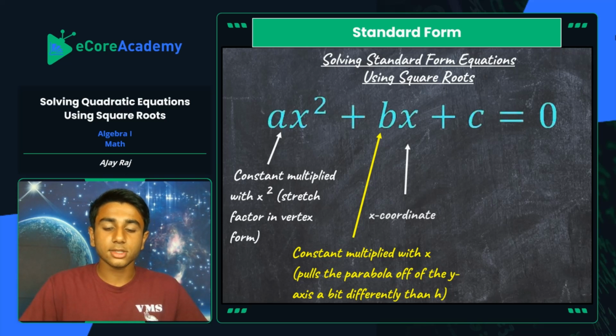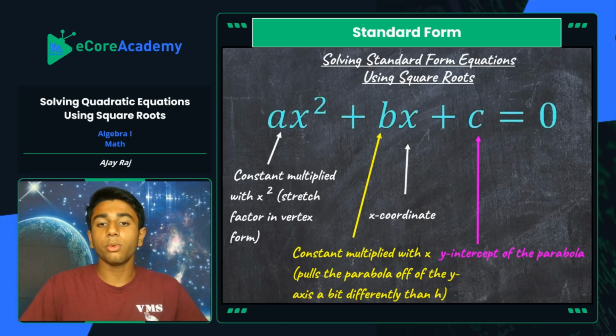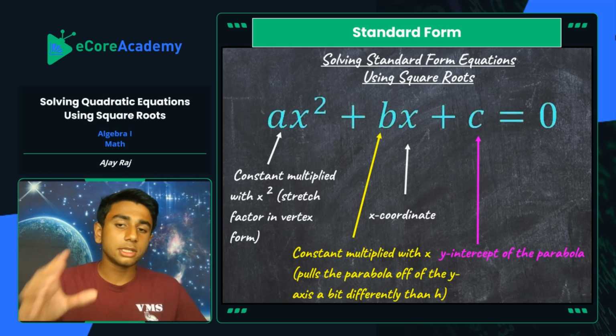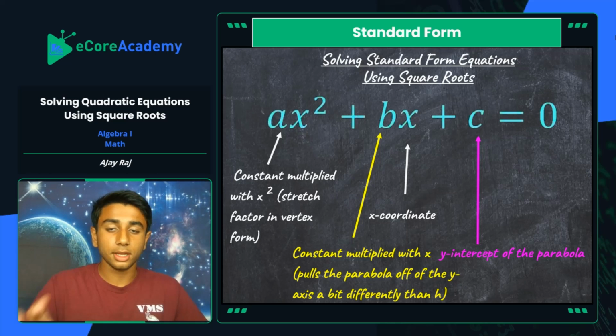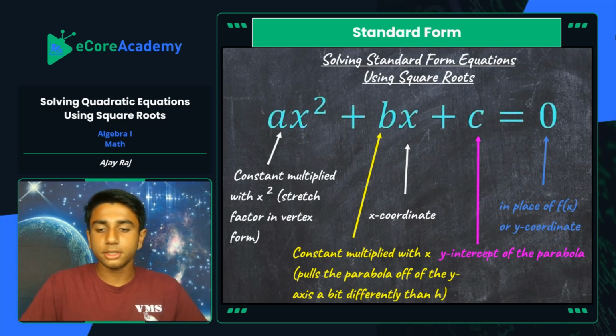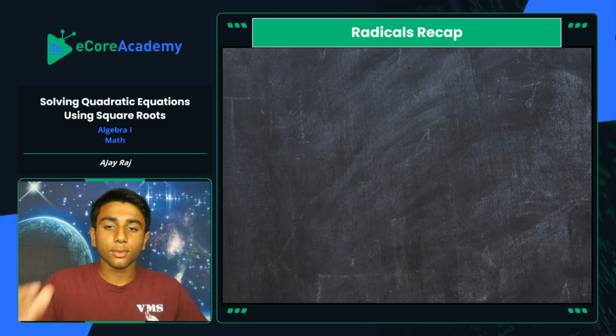And then x is your x-coordinate that you're plugging in, just as you would in x squared. And then c is the y-intercept of the parabola, one of the defining features of the standard form, something you can pick out without actually having to do any computation. And this is just 0 in place of f of x, or the y-coordinate in this case. So now that we've covered the basic standard form equation, let's look at a radicals recap.